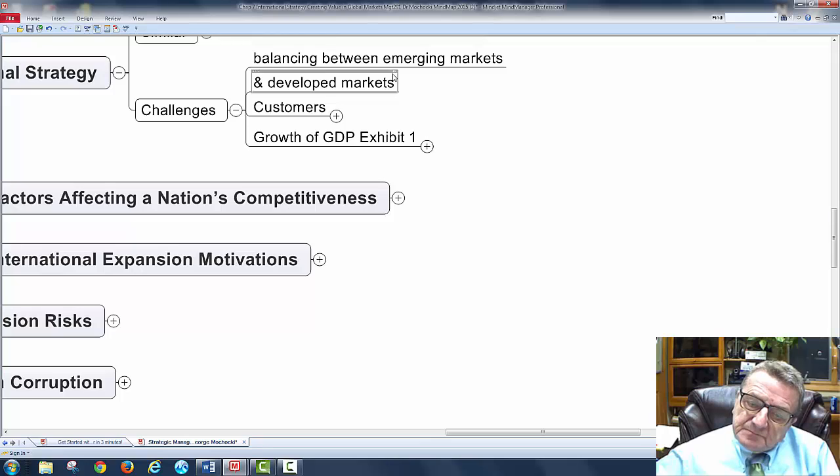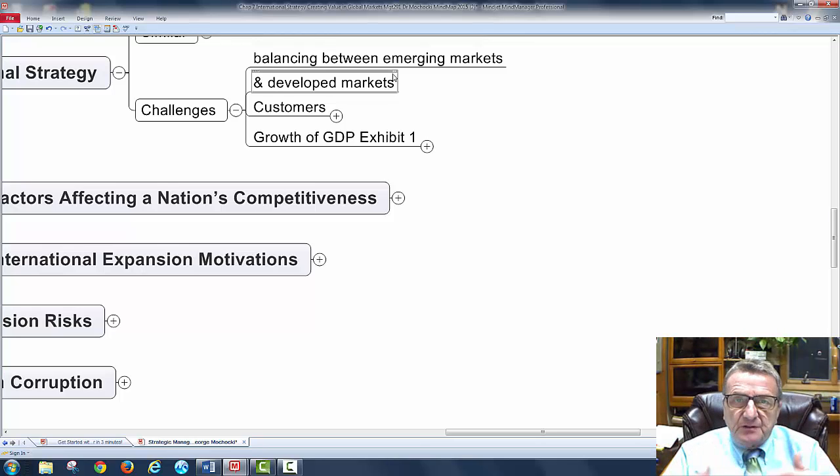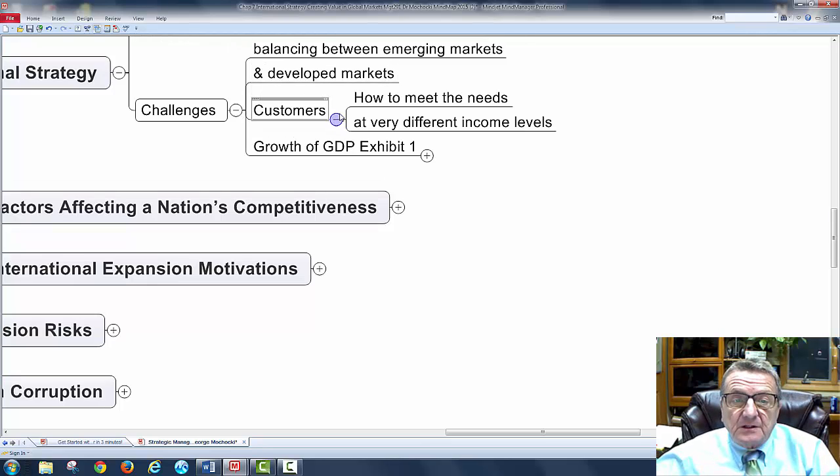How do I sell to them? How do I position myself, knowing that I may have to change my product? The product's the same. It's just the way I distribute, what they call the value chain in here. My distribution has to be a little bit different. The customers, again, when I look at the customers, how to meet the needs at every level of income.